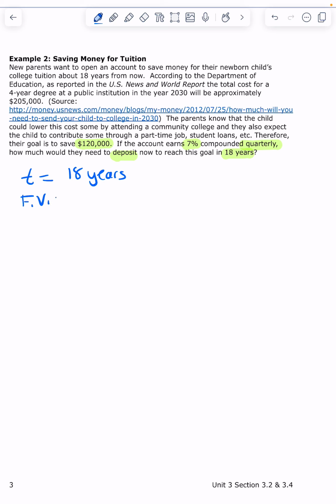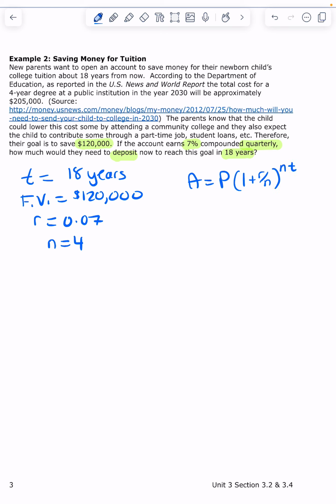Future value is 120,000. The rate is 0.07 as a decimal, and the compounding periods are quarterly, so that's 4 times a year. Our formula is A equals P, parentheses 1 plus R over N, close parentheses to the NT. So plugging in the information I have, what we want in the end.